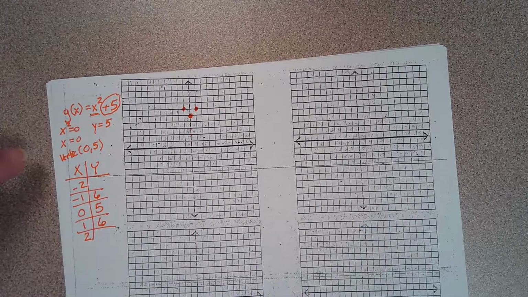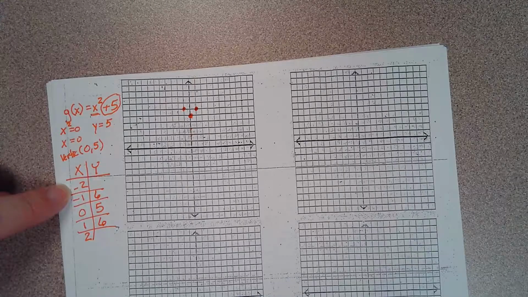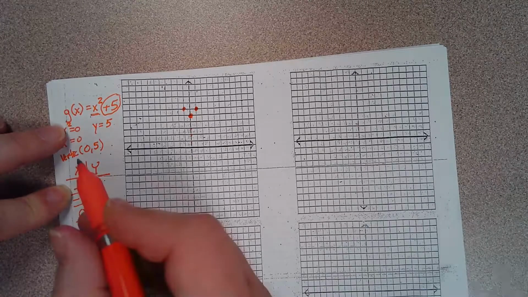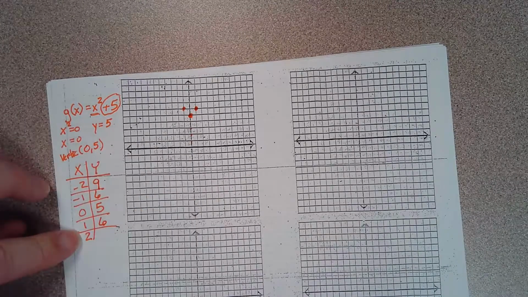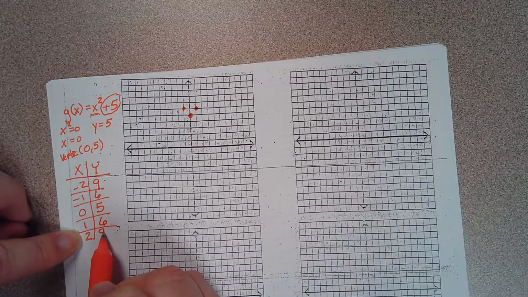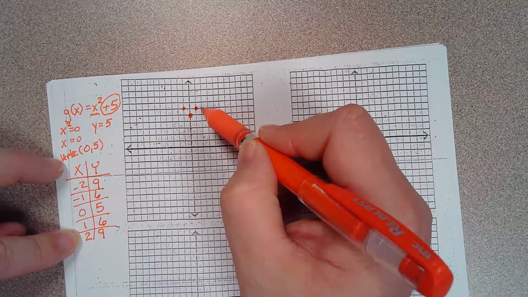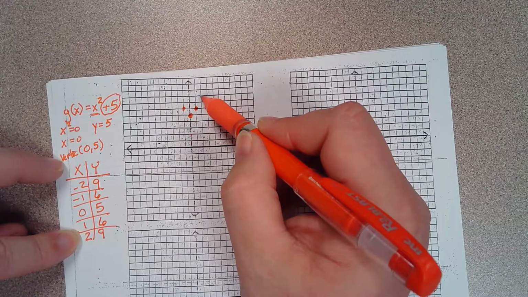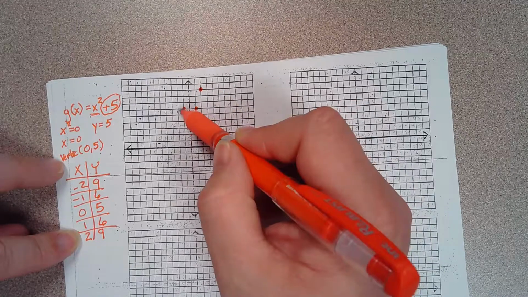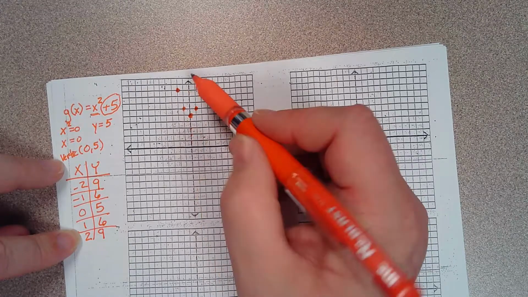Now, the next one is going to be -2. So -2 squared is 4. 4 plus 5 makes 9. 2 squared is 4. 4 plus 5 is 9. So in this case, if I go over 2, I'm going to go up to 9. So that's 6, 7, 8, 9. So I'm going to be over here, and back 1 and up the same. So this here is our little parabola.